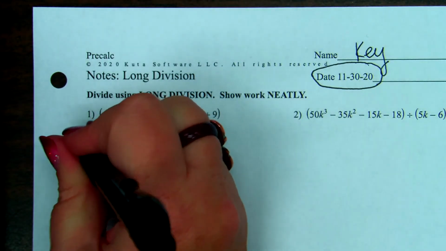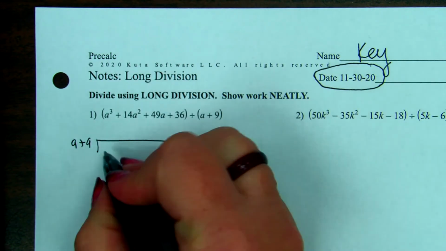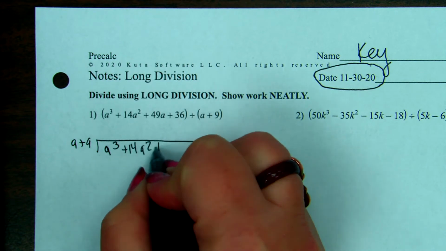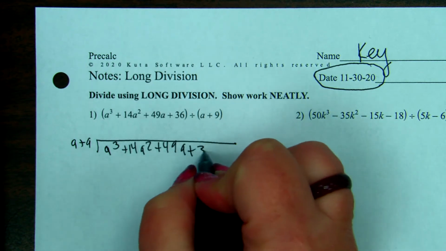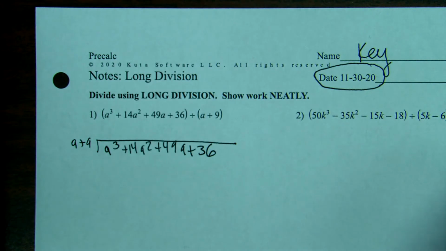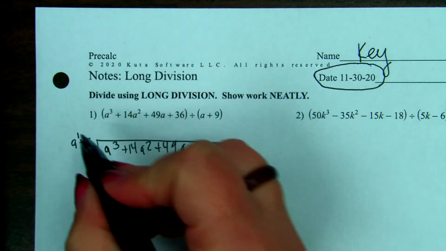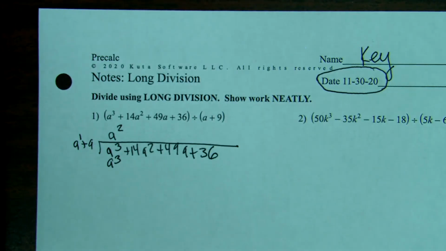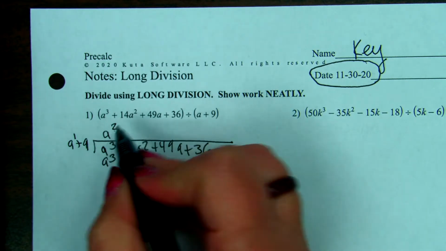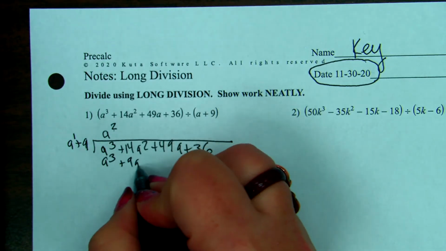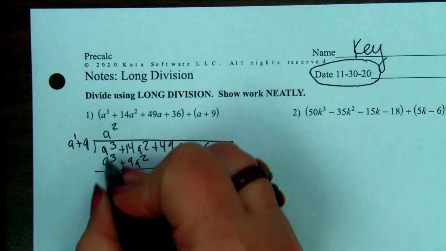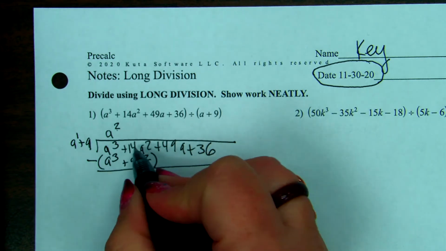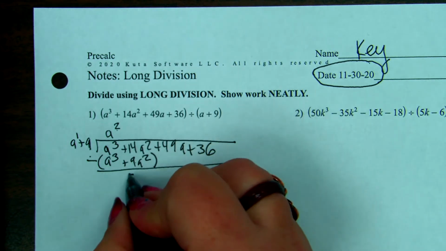So a plus 9 is the divisor, and this is in standard form: a cubed plus 14a squared plus 49a plus 36. A is the first power, and you multiply a times a squared to get a cubed, plus a times 9. A squared times 9 is 9a squared. They're lined up nice and neat, so when you subtract, I put parentheses around it. These cancel, and you get 14 minus 9 is 5a squared.